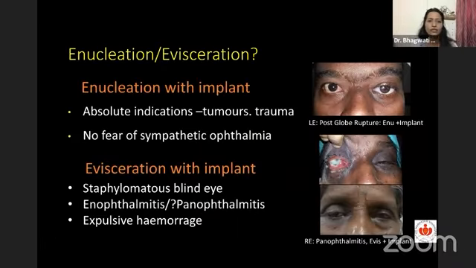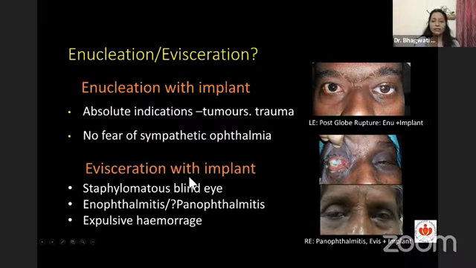The choice of the surgery, whether to do enucleation or evisceration, depends upon the ocular disease, and it also depends upon the surgeon's preference and the patient's preference. So the absolute indication for enucleation is any intraocular malignancy or a badly traumatized eye where repair is not possible. In these cases, if we do enucleation, there is no fear of sympathetic ophthalmia.